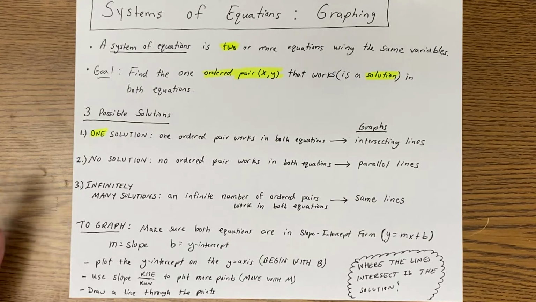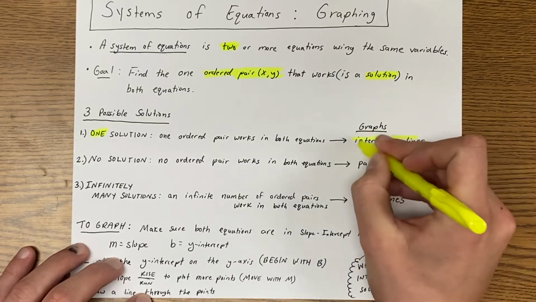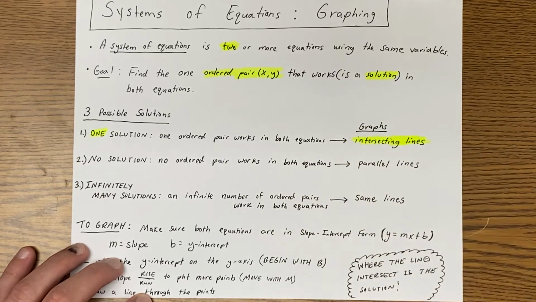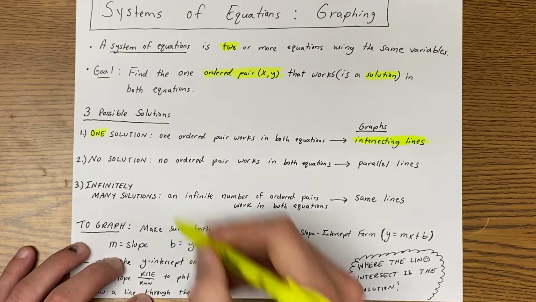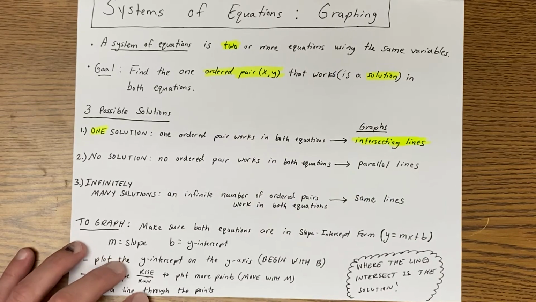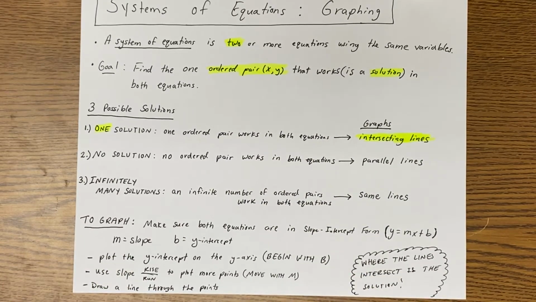So if we have one solution, that means that we're going to have intersecting lines. We're going to have 2 lines and they intersect, or they cross at a point. That point where they cross is our solution, right? That's our one ordered pair that works in both equations. If it crosses in the first quadrant, then we'd have something that has a positive x number and a positive y number. So that's one of our possible solutions.